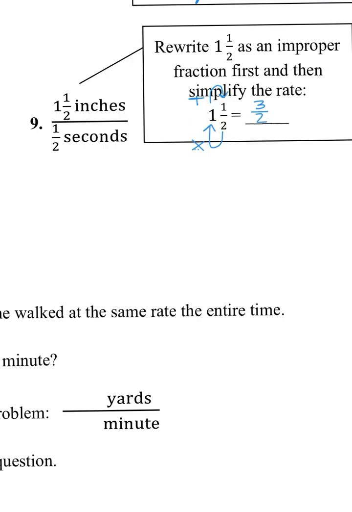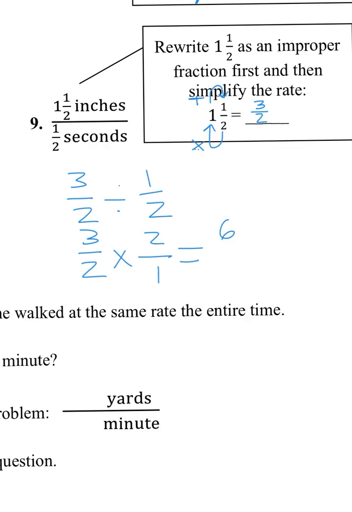First thing we're going to do is we're going to rewrite the complex fraction using division. So in the numerator, it's going to be 3/2 divided by the denominator 1/2. KFC, keep, flip, change. So we're going to keep the first fraction the same, flip the second fraction to its reciprocal, and then I'm going to change the division to multiplication. Here we go. So 3 times 2 is 6, and then 2 times 1 is 2. And let's go ahead and reduce this fraction.